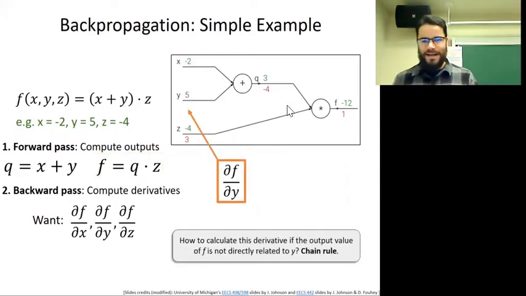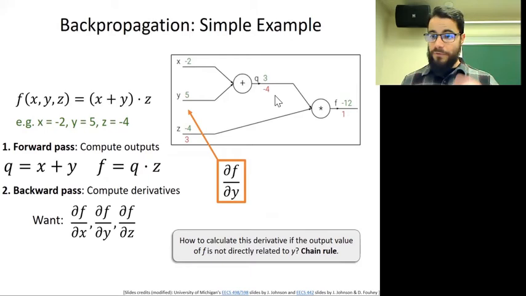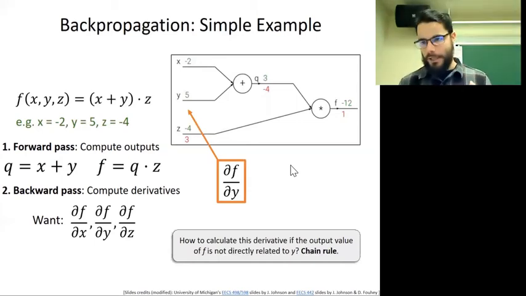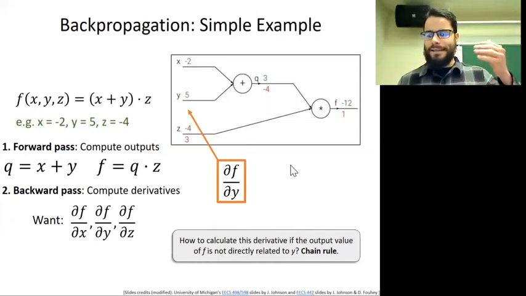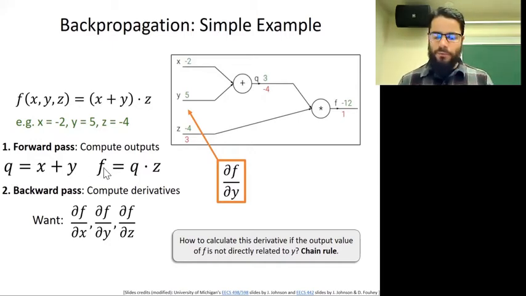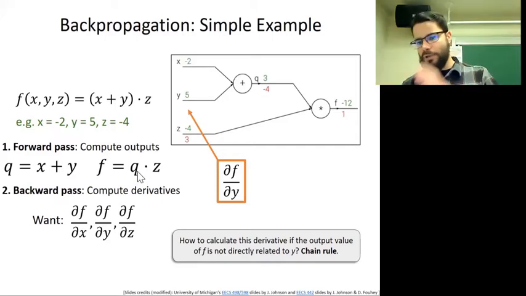And then things get very interesting. We want to know the derivative of the loss with respect to these two inputs, one at a time, okay? So let's start with y. What is the derivative of the loss with respect to y? How to calculate this derivative if the output value of f is not directly related to y? It is related to y, but in an indirect manner, right? By this equation here. We know that q is given by x plus y, and we know that f is based on the value of q somehow. So they are connected, but not directly.